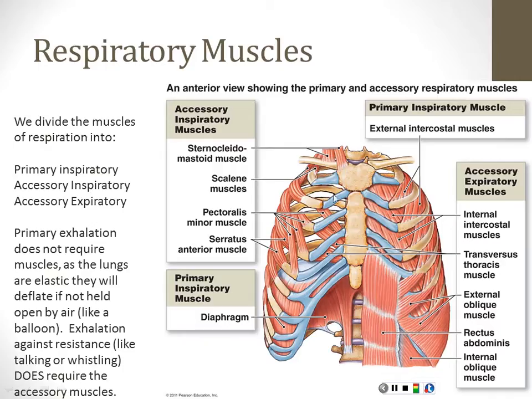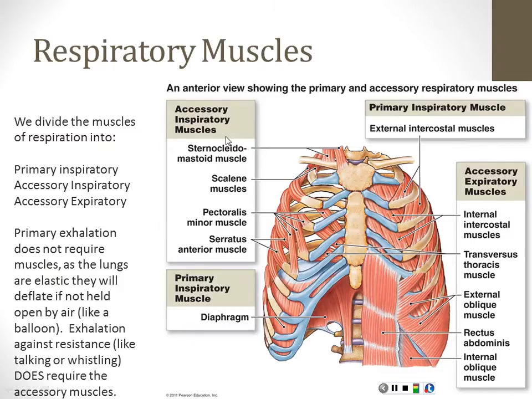Primary inspiratory muscles, we're using those all the time to breathe, whether we're exercising, sleeping, sitting, anytime. So every time we breathe in, we're using the diaphragm and the external intercostals. The external intercostals are pulling the ribs up. The diaphragm is flattening itself to pull the bottom of the lungs down.